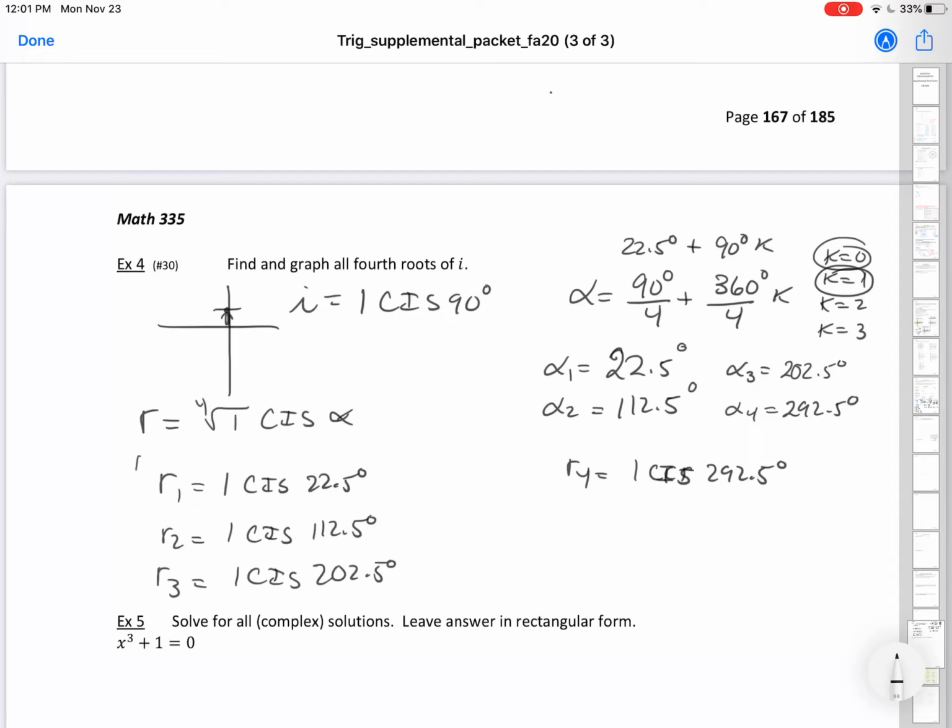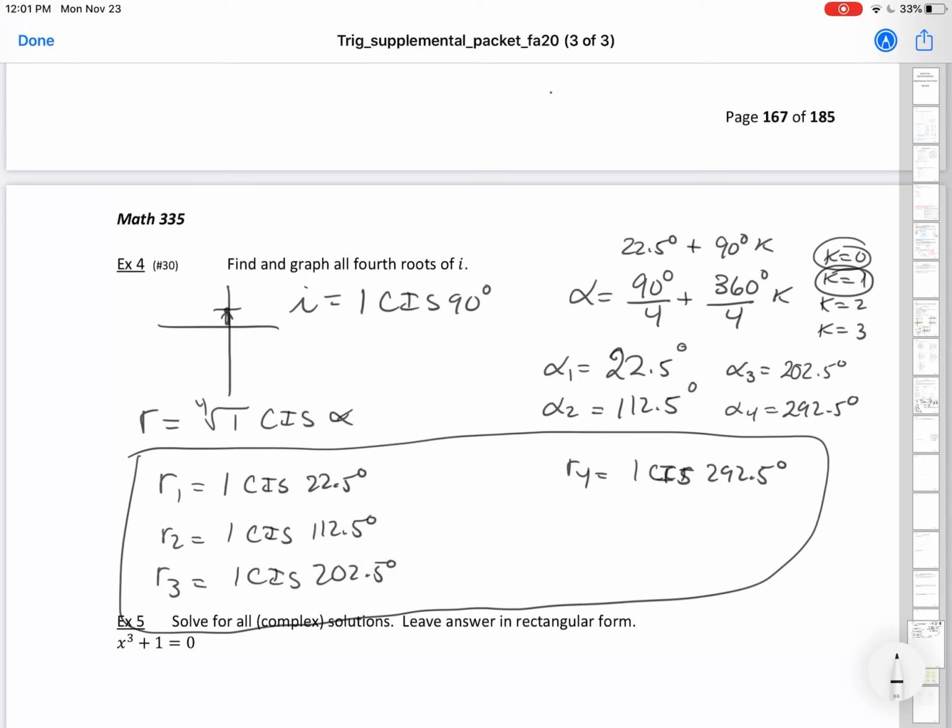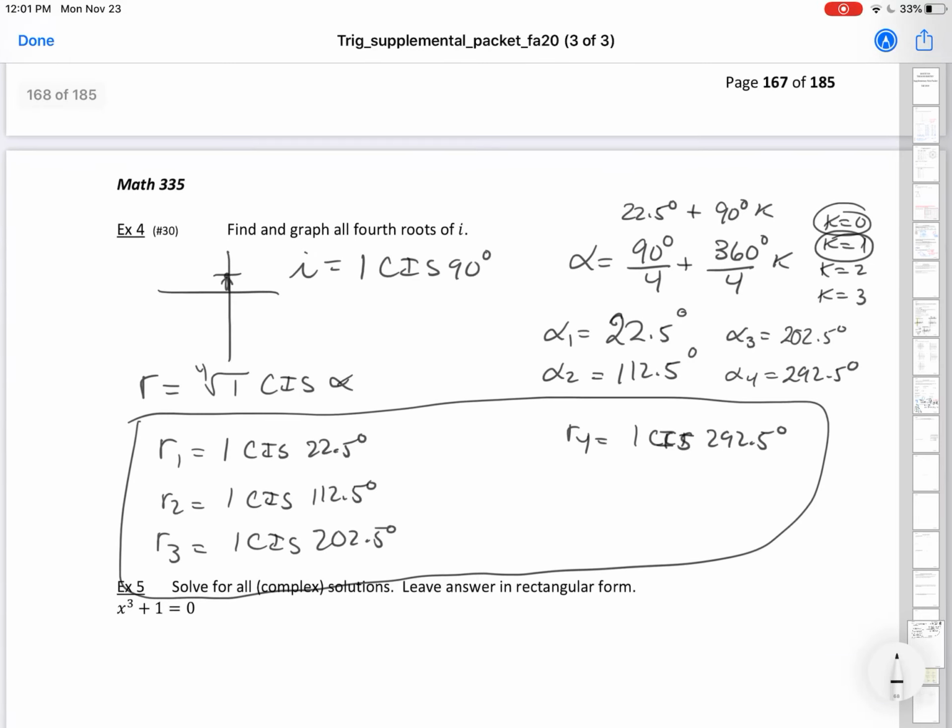And so here are your 4 roots to i. All the 4th roots of i. Each one of those numbers to the 4th power would be equal to i. Pretty interesting as we go through, but you would see that especially if we use de Moivre's theorem.